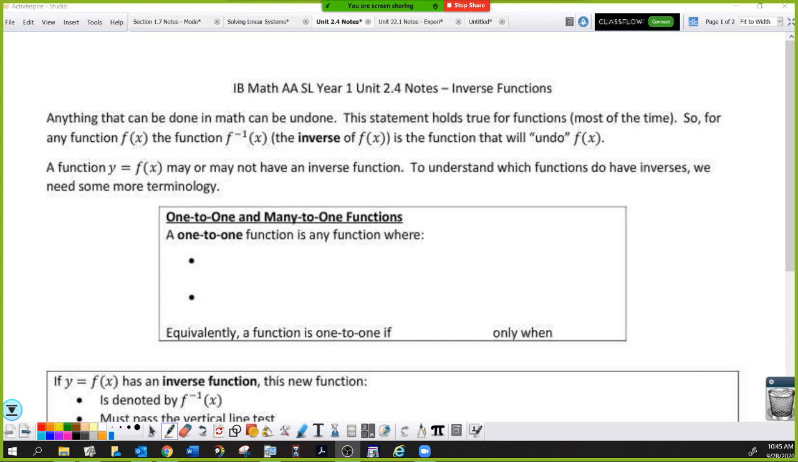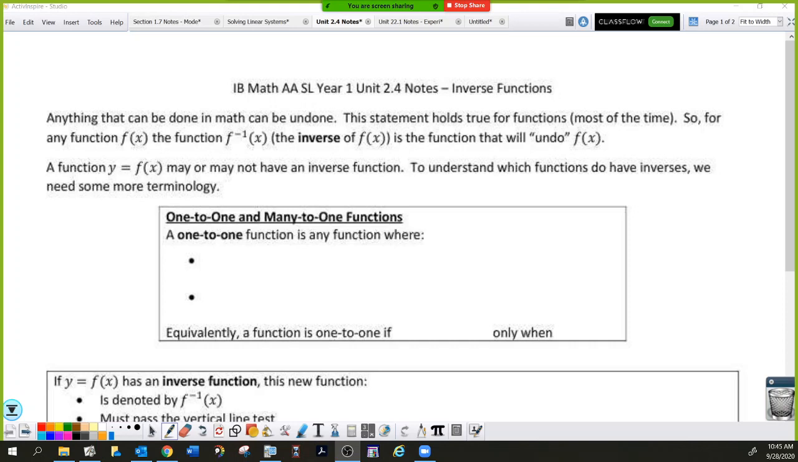Now, a function y equals f of x may or may not have an inverse function according to our IB textbook. But what they mean is without certain restrictions. To understand which functions do have inverses without restrictions, we have to talk about some terminology. We have to talk about functions that are one-to-one and functions that are many-to-one.